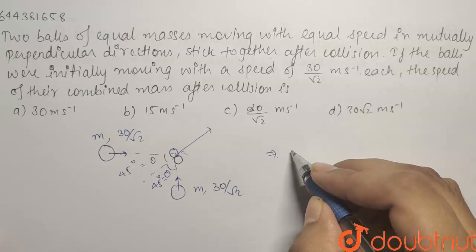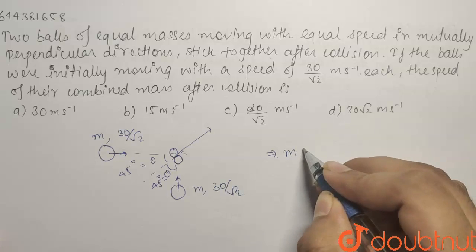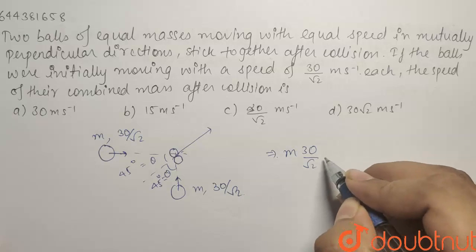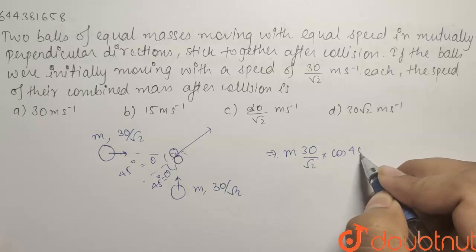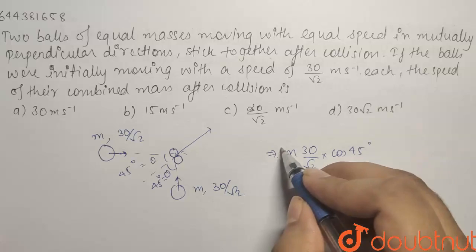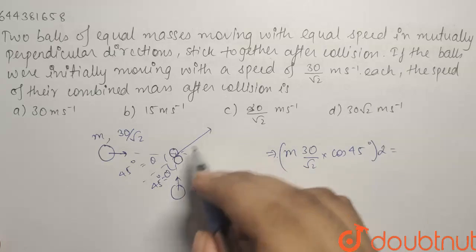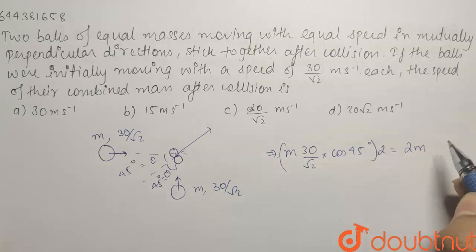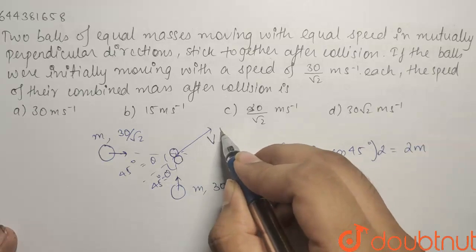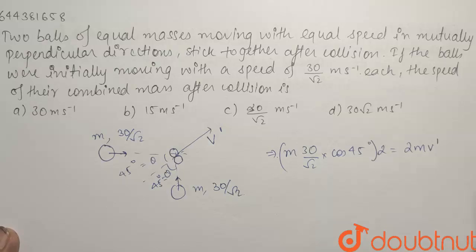So we can write m times 30 by root 2 times cos 45, and both of these values are the same, so I'll just multiply it by 2 to account for both of these. This will be equal to the final momentum of the 2m mass. The 2m mass will be moving with some velocity v dash, let us say, so it will be equal to 2m v dash.